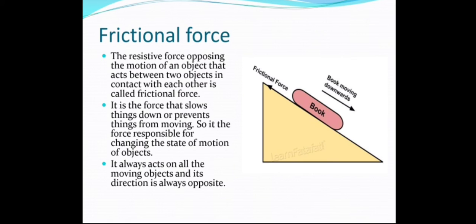And actually what happens, frictional force is a force that slows things. If any thing is moving, it slows it, or it prevents the thing from moving, and it always acts on moving objects and its direction is always opposite. Now look at this, in the diagram you can see this book is moving downwards. The book is moving down the slide, and frictional force opposes it and stops it from moving. Now as you know, it is easier to slide down on ice than on grass.